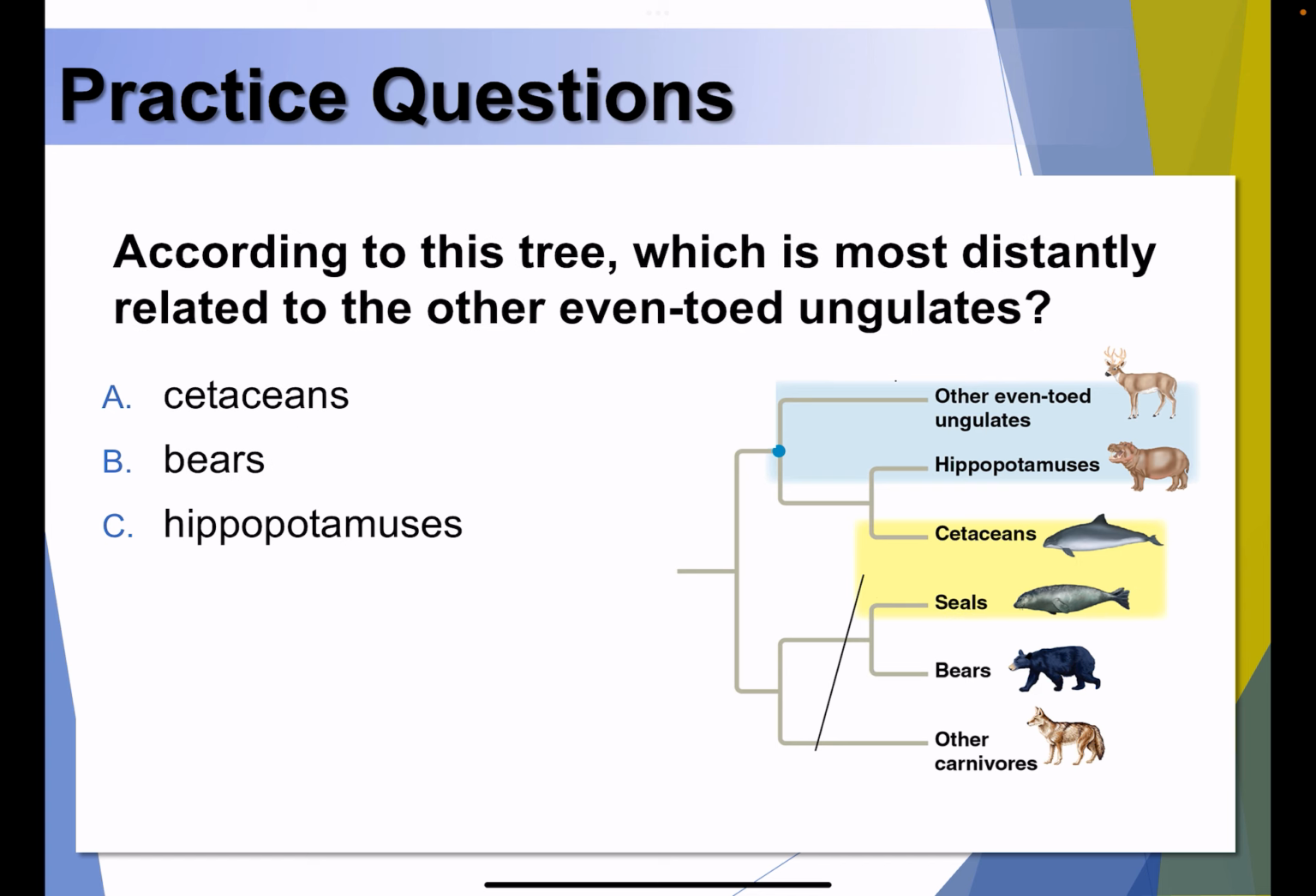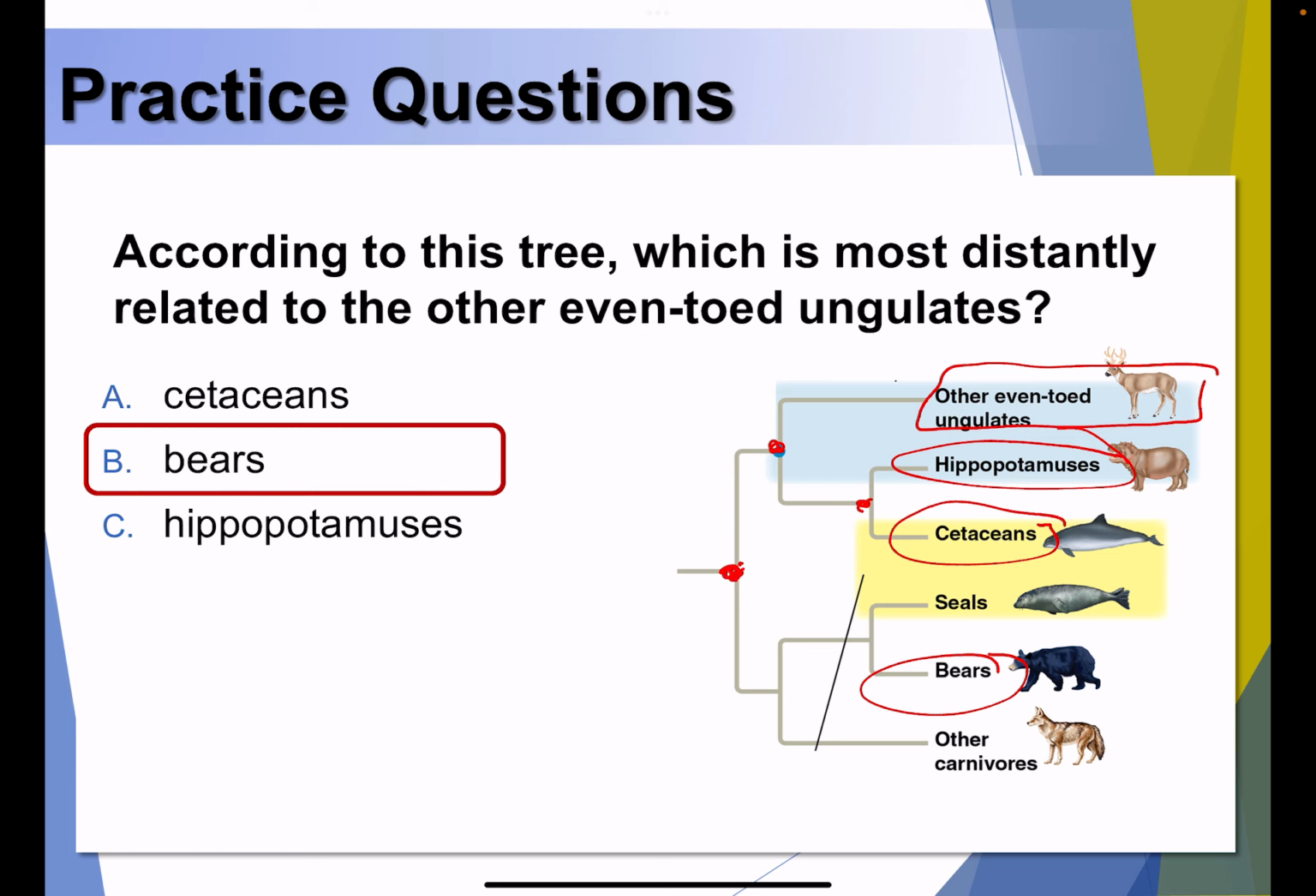According to this tree, which is the most distantly related to the other even-toed ungulates? Here is other even-toed ungulates. So here's cetaceans, here are bears, and here are hippopotamuses. Which one is the farthest in terms of common ancestry? Well, it would be bears, because this is the common ancestor between ungulates and the lineage of bears, whereas this is a common ancestor between ungulates and hippopotamus, etc. So this would be the most distant one if we're only comparing between these three species.